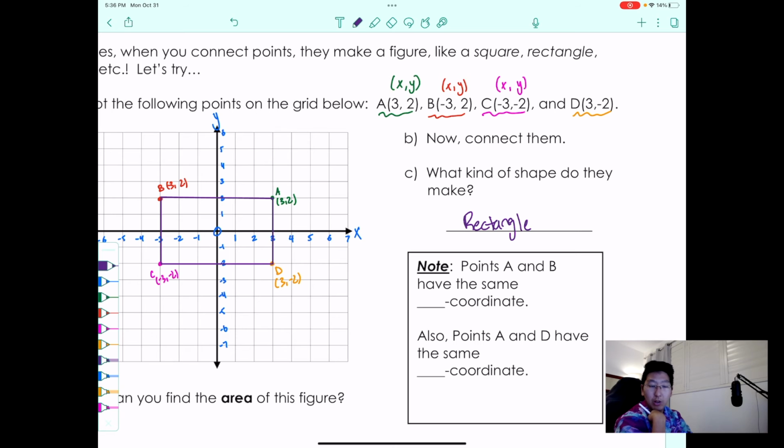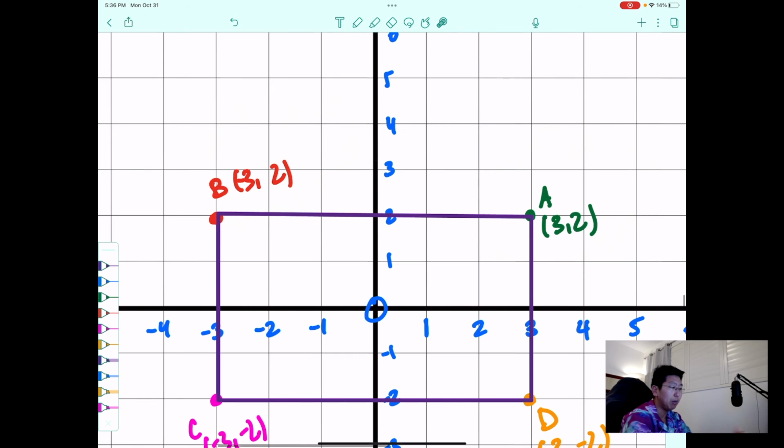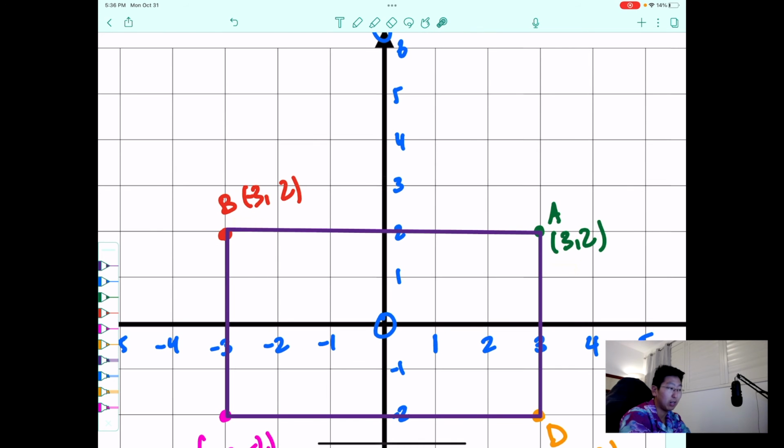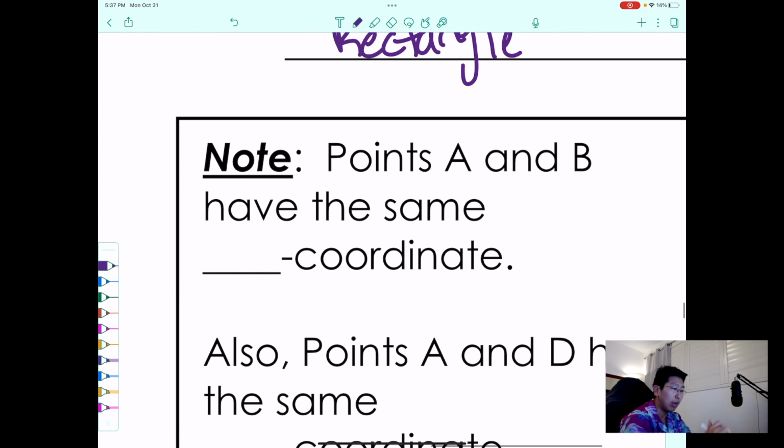And so here's a quick note. You'll notice that rectangles will always have the same coordinates on some of them. So point A and B, right? Do they have the same x value? Or do they have the same y value? Is negative 3 and 3 the same? No, not really. Well, is 2 and 2 the same? Yes. And so their y values are equivalent or the same. And so point A and B have the same y coordinate.